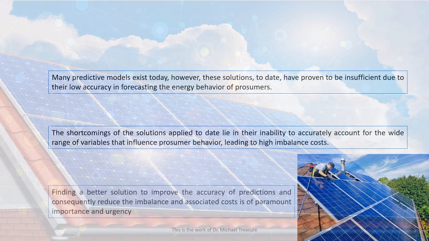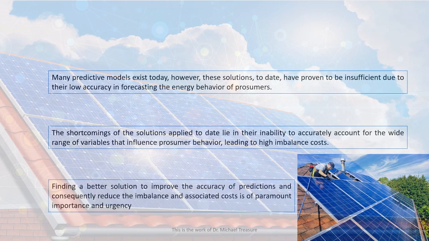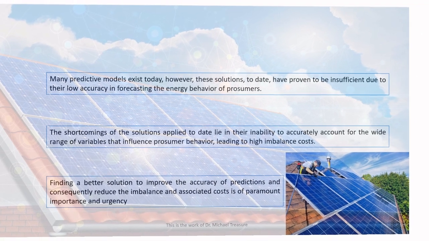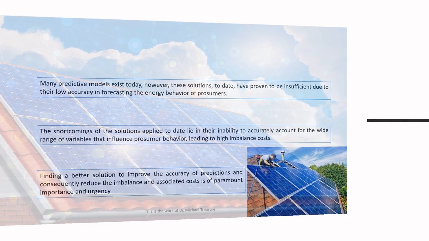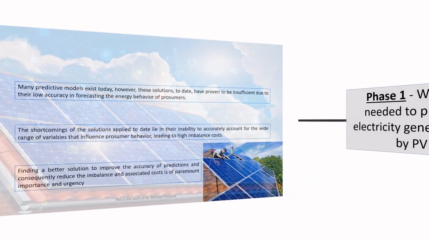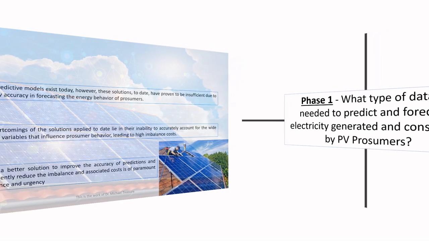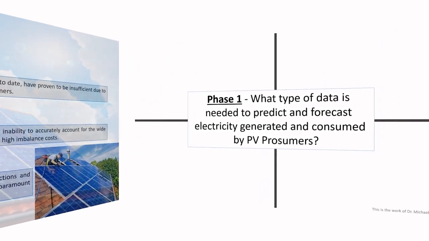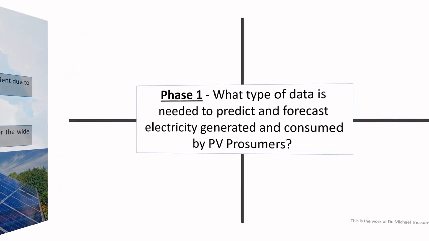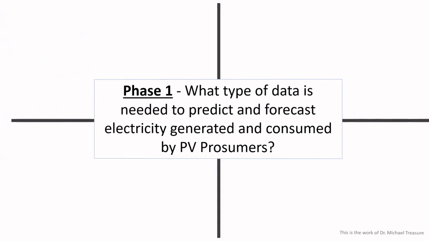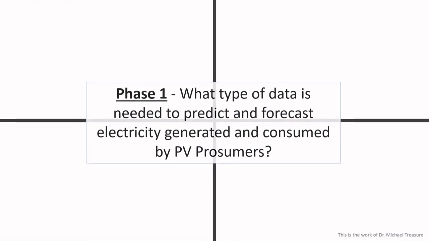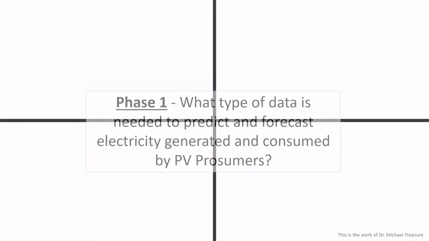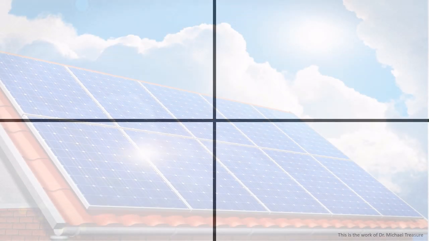It is therefore imperative that a better solution be found that has a greater PV power predictive accuracy, that when adopted, may materially help to reduce the imbalance and associated costs to the national grid. So, what type of data is needed to more accurately predict and forecast PV generation and consumption by prosumers? Based on the data provided by Enefit and supported by the extensive research carried out by Dr. Treasure, there are at least 4 buckets of features needed.